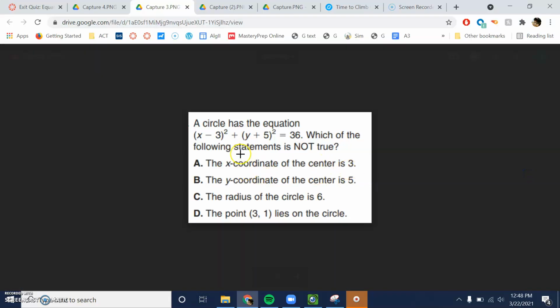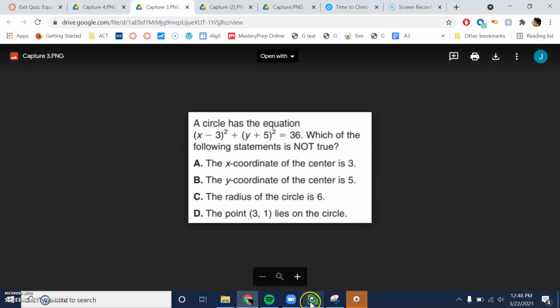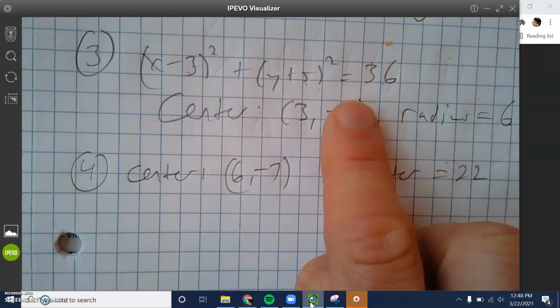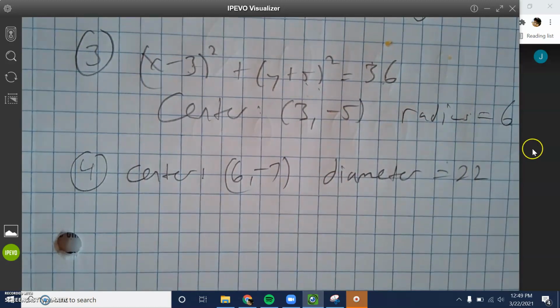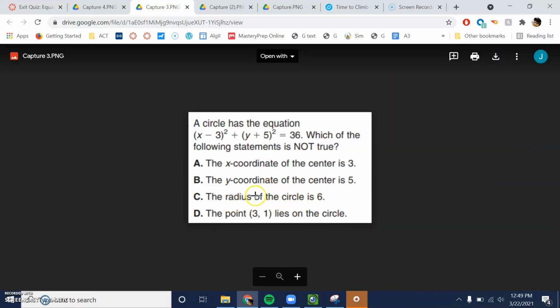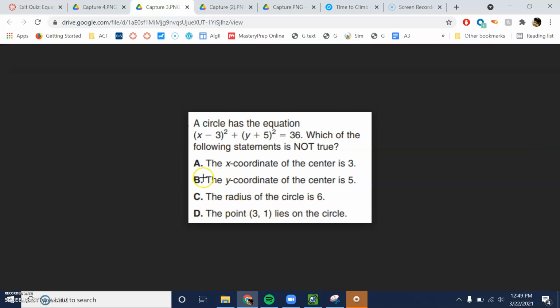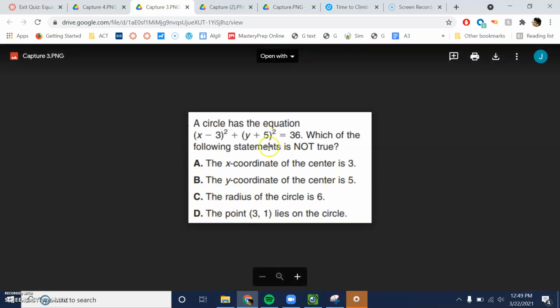So the x-coordinate is 3. That's right. The y-coordinate is 5. No, we got the y-coordinate as negative 5. So that's not true. Radius is 6. Cool. So B. We'll talk about D later, but D is also true, but B is obviously not true since this is negative 5. Cool, one more.